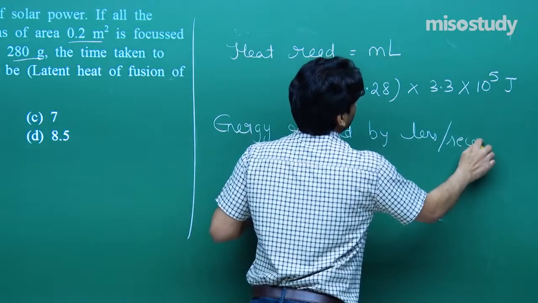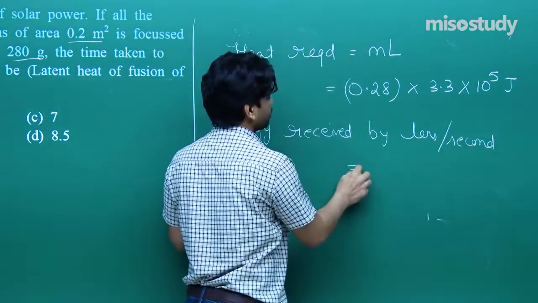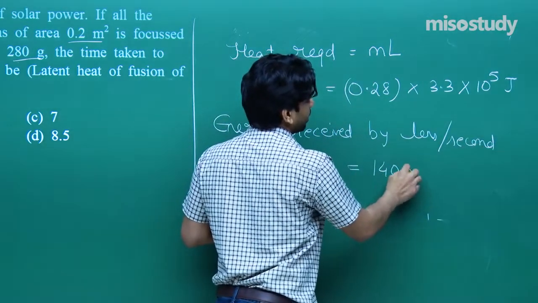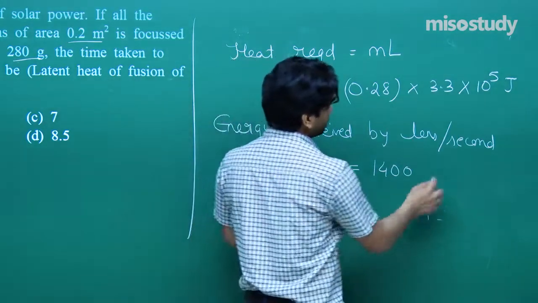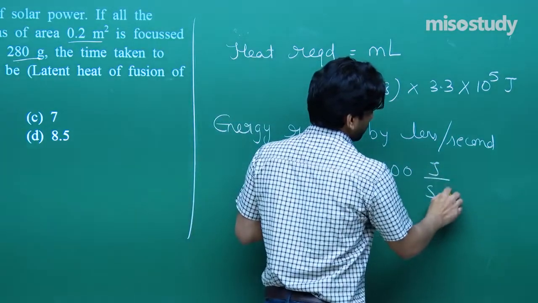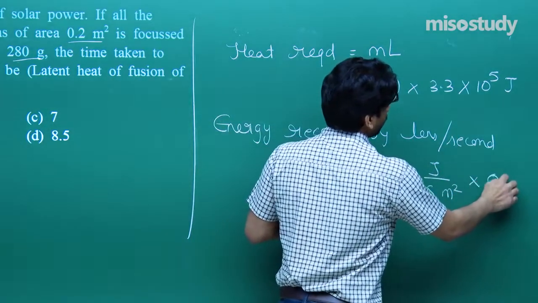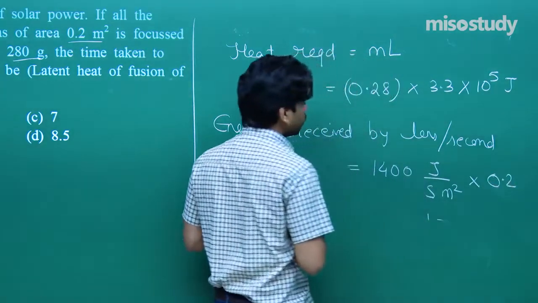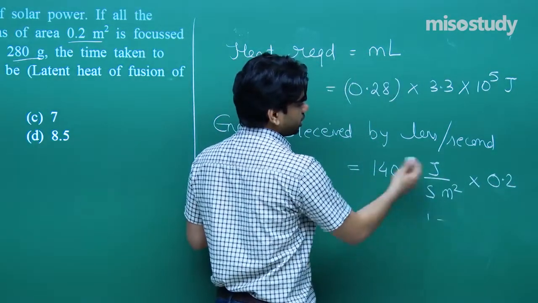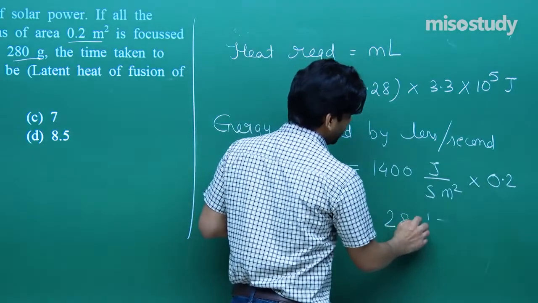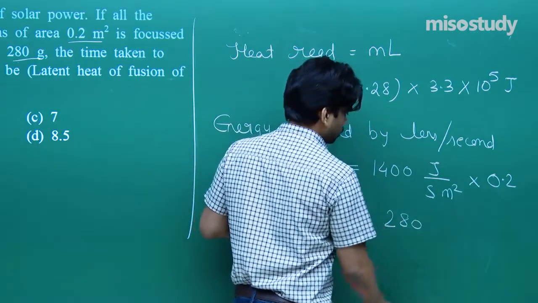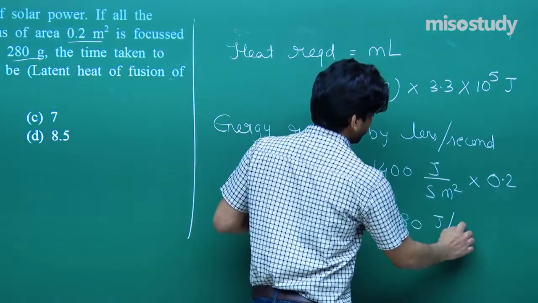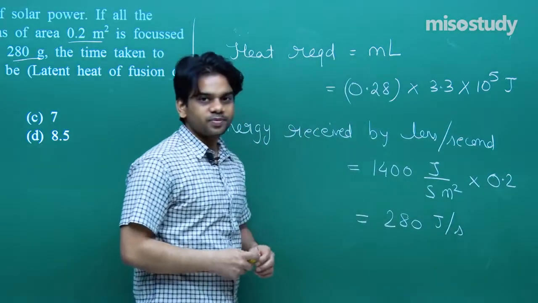will turn out to be equal to 1400 joule per second per square meter multiplied with 0.2, that is what has been given. Clearly you can solve this, 140 into 2, it will come out to be 280 joule per second. This is the energy received per second.